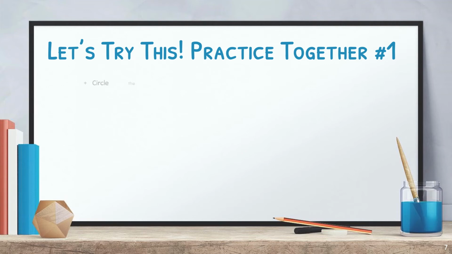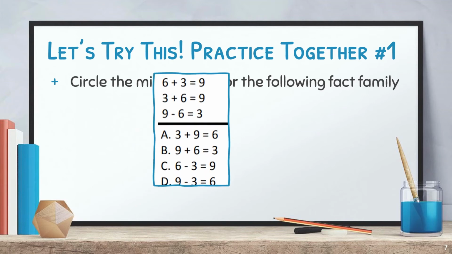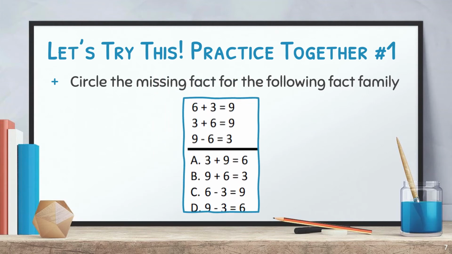All right, let's try a practice problem together. Here's number 1. Circle the missing fact for the following fact family. This is an addition and subtraction fact family. I want you to look at this, select your answer, and when you come back, I'll show you what that answer should be.